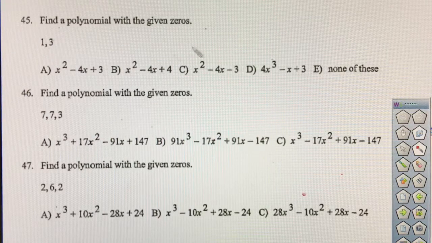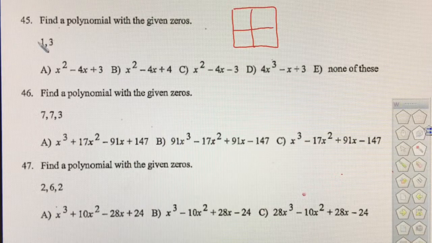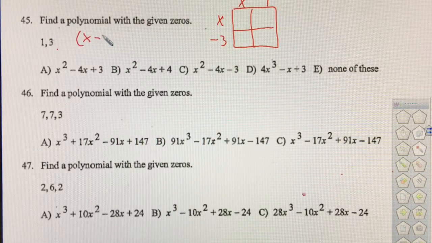To do this, I'm going to set up a Punnett. And since the solution is 1, that means x minus 1 is a linear factor. Since the solution is 3, that means x minus 3 is a linear factor. Some people write it out like this and FOIL it. That's perfectly fine. I'm just using this graphical organizer.